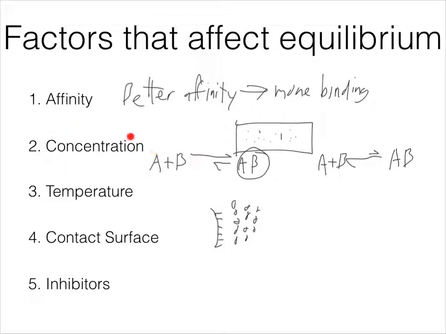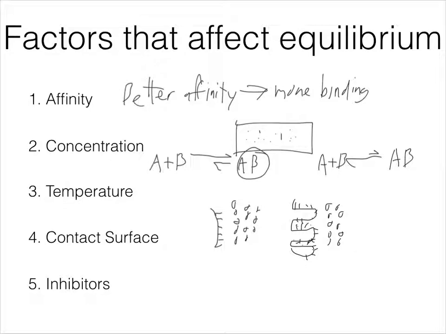That's concentration. But also, since all of your receptors are on the surface, the more surface area that you have, if your cell instead looks like this, and these are your receptors here, well, basically by increasing the surface area, you're increasing the amount of contact that there is between your ligands and your receptors. So greater contact surface area will tend to favor the bound state.